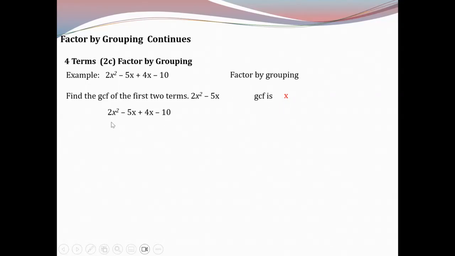Okay, for example, say that we have 2x squared minus 5x plus 4x minus 10. So how I do it, guys, I'm going to factor by grouping. I'm going to factor out the first 2 terms. Find the GCF of the first two terms, which is 2x squared minus 5x. What do they have in common with the numbers? There's nothing, right? It's going to be 1, but if it's 1, it doesn't really count. With the variables, it's going to be x.